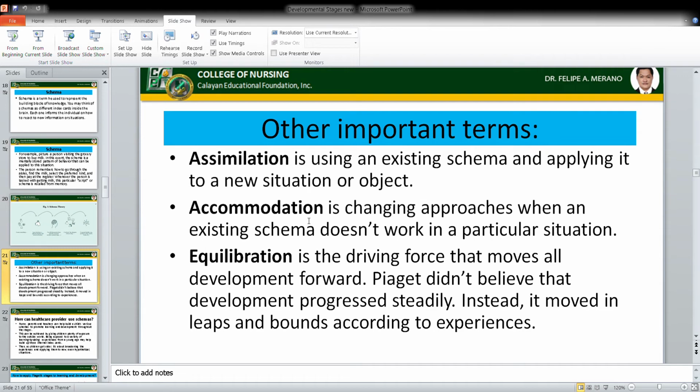Now, accommodation is a changing approach when an existing schema doesn't work in a particular situation. And this is called accommodation. There are cases in our life that some of our techniques or strategies don't work, but they worked before. But in the second approach, it doesn't work. Then, there is a tendency for you to change your approach.